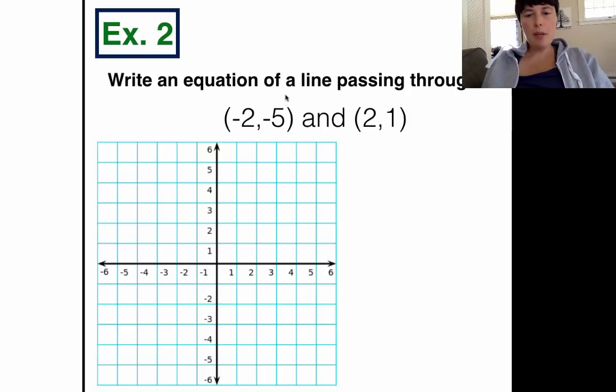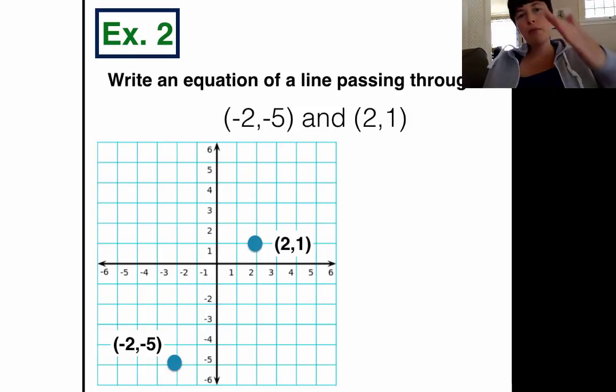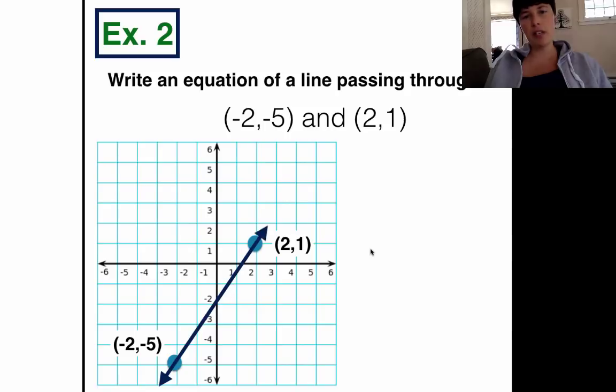So if I set up a graph, and you might have to pause the video to grab your ruler and set up your graph, there's only 2 points to put on the graph. Negative 2, negative 5, which would be down in that third quadrant. And then 2, 1, so over 2, up 1. I'm going to put those on my graph and label them. And then I'm going to grab my ruler and connect them with a nice straight line. That's our line.